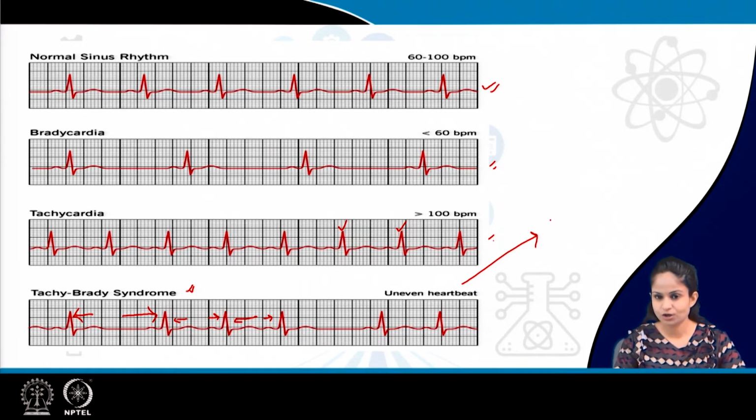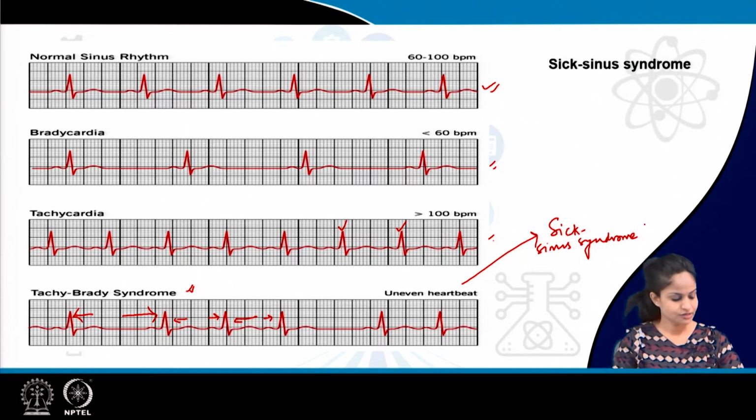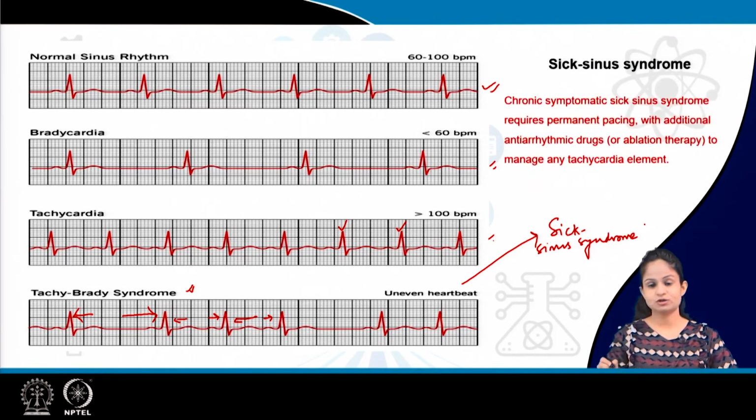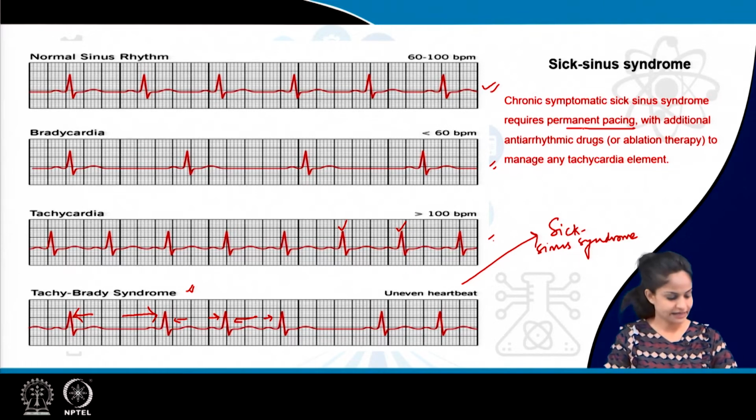There is an abnormality in the sinus node, which is why it is also known as sick sinus syndrome. Any person having sick sinus syndrome usually should undergo pacing. So, chronic symptomatic sick sinus syndrome requires permanent pacing along with the use of antiarrhythmic drugs.